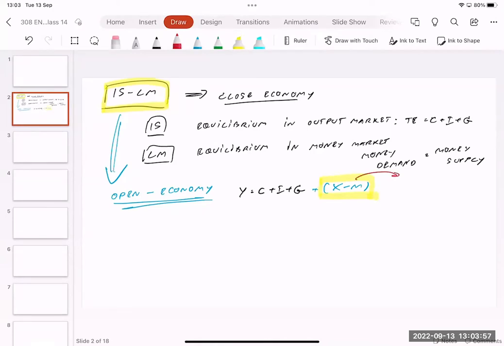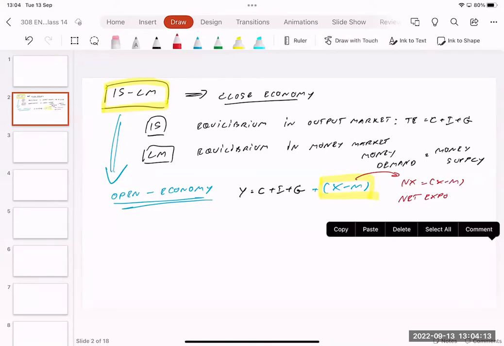And we can call X minus M as NX. Do you remember? NX equal to X minus M, and NX comes from net export. I already showed you in the equation how X and M are plugged into the main equation, how you got Y equal to C plus I plus G plus X minus M. I already showed you everything in chapter 2. If you already forgot it, make sure you go back and review it.